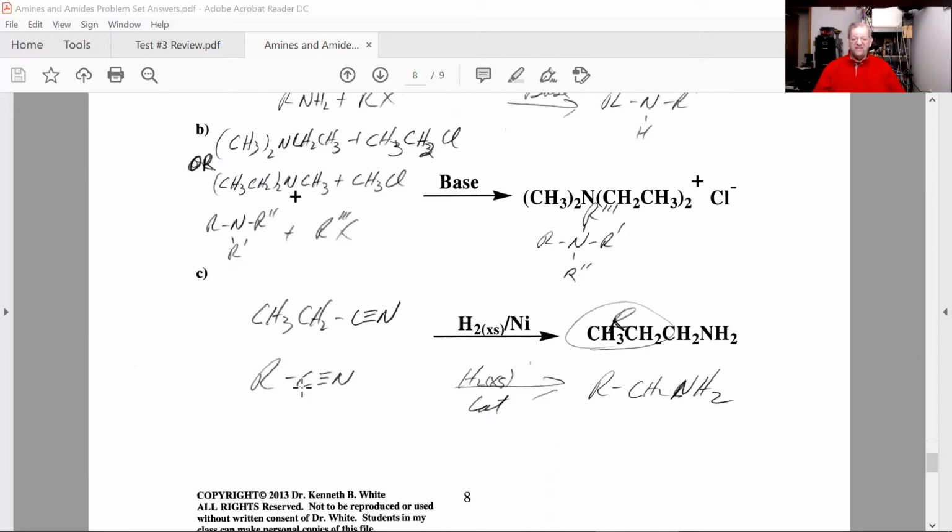And finally, what do you react with excess hydrogen and a catalyst to form this compound? What is it? A primary amine? And the answer is a nitrile. Here's my R group. One of the things, remember, you end up with 3 carbons. I'm not adding carbons. I better start with 3 carbons. And that's the problem set. Any questions?